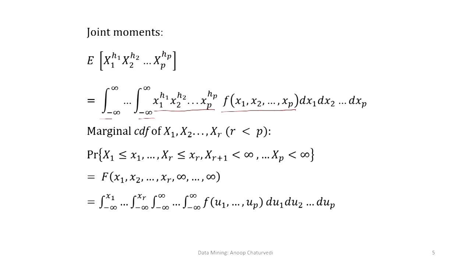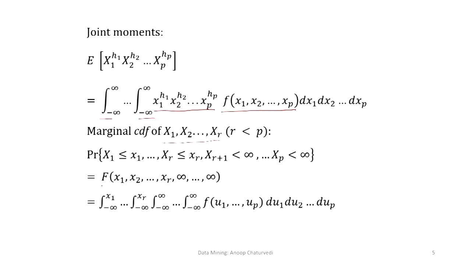Further, the marginal CDF of X1, X2, ..., Xr, where r is less than p. So, actually X1, X2, ..., Xr is a subset of X1, X2, ..., Xp. Just for convenience, we have taken the first r random variables, but you can choose any other set also. So, the marginal CDF of X1, X2, ..., Xr is given by the probability that X1 is less than or equal to small x1, so on, Xr is less than or equal to small xr, X(r+1) is less than infinity, so on, Xp is less than infinity. Or you can write it as capital F(x1, x2, ..., xr, infinity, infinity, ..., infinity).